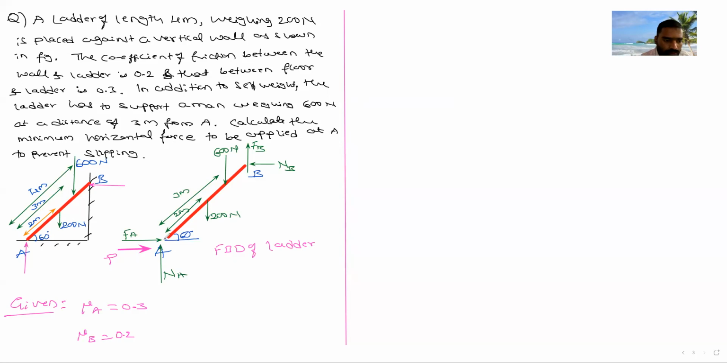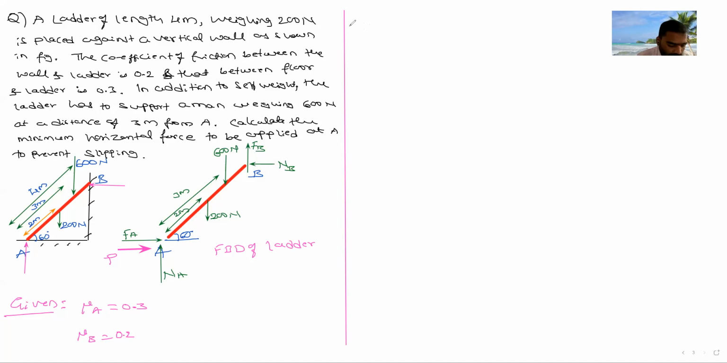Yes, sir. Okay. So first, in order to find out the P value, I have to find out FA and NA. But I don't know FA and NA, so I have to calculate FB and NB first. How to calculate FB and NB? There is a relation between FB and NB, that is the coefficient of friction. From that you can calculate FB and NB. But I need another equation, that is moment about A equal to 0.